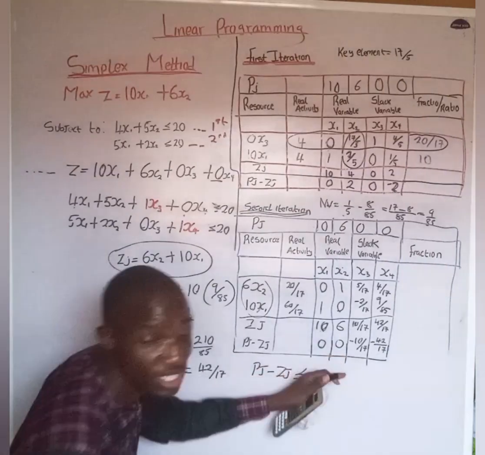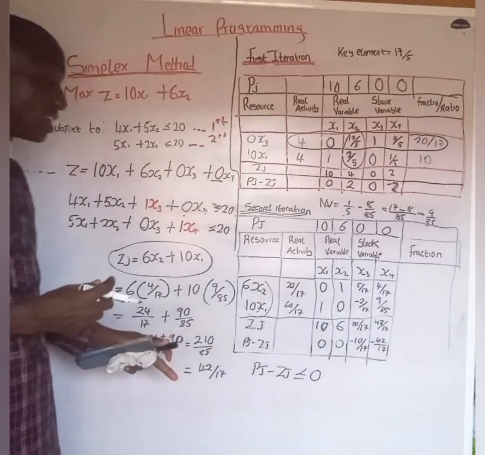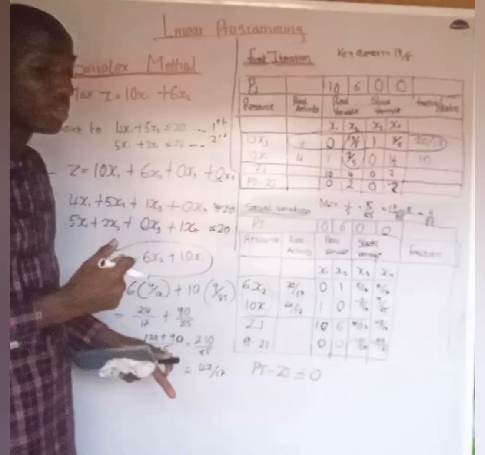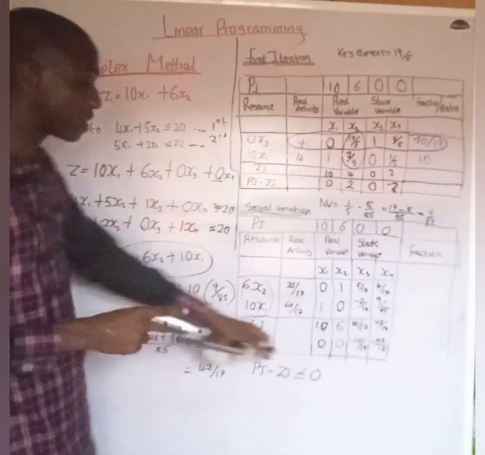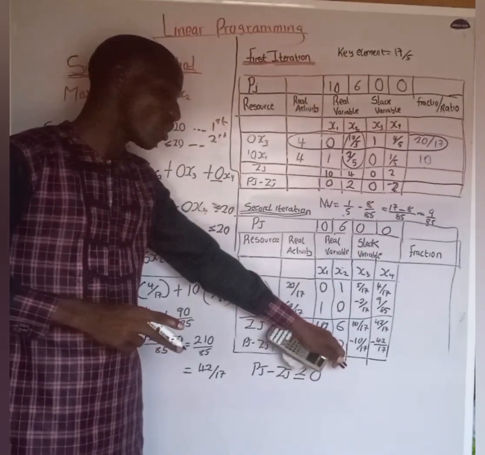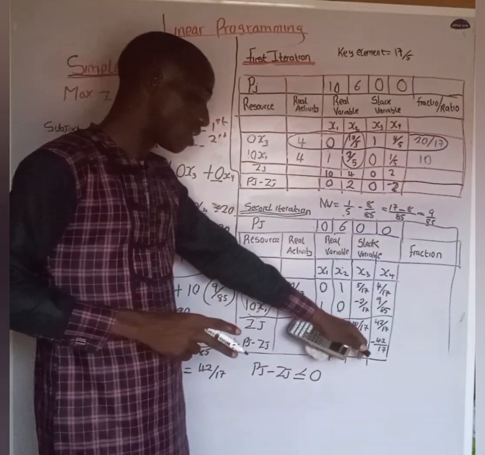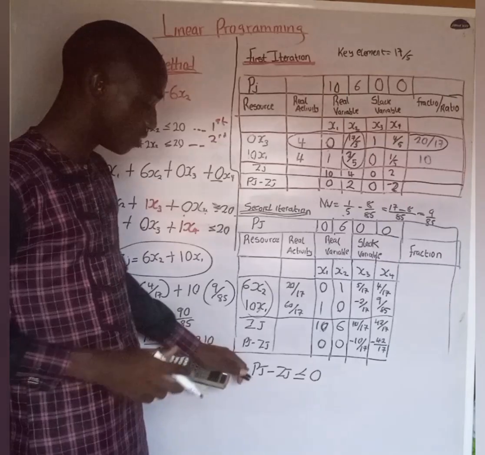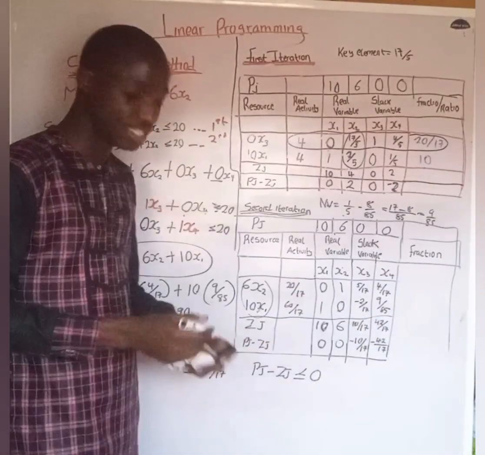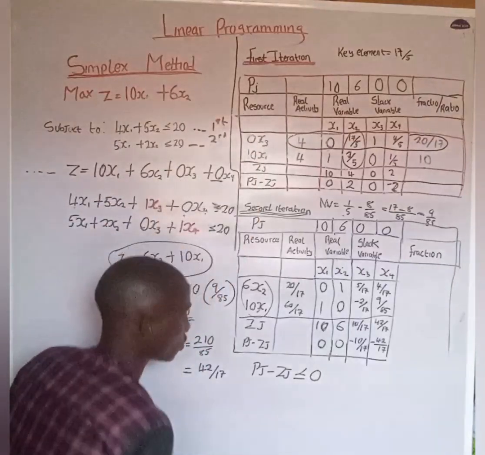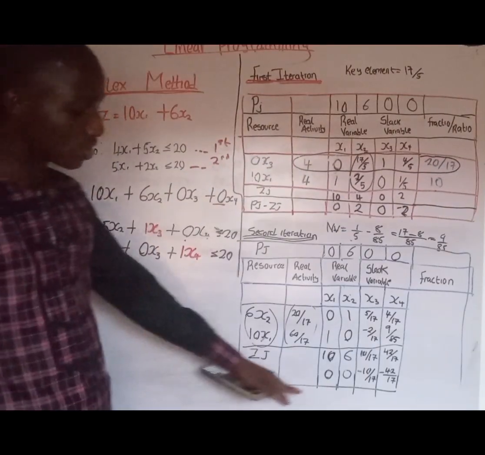We have reached a conclusion. Assuming that we had a positive number here that is greater than 0, we would still proceed to the third iteration. But because those values we have as pj minus zj here are less than or equal to 0, this is our final solution. So we have reached an optimal solution here.